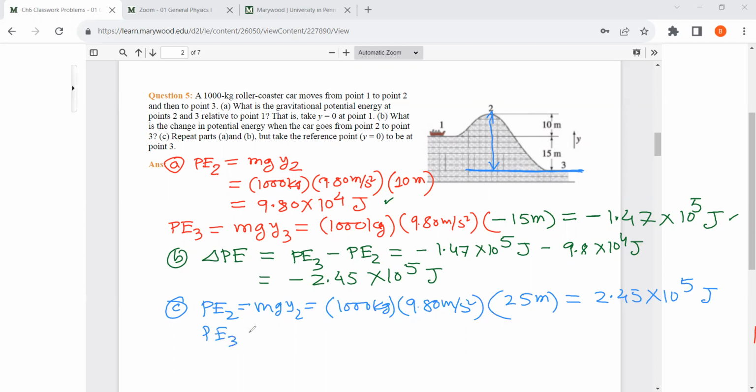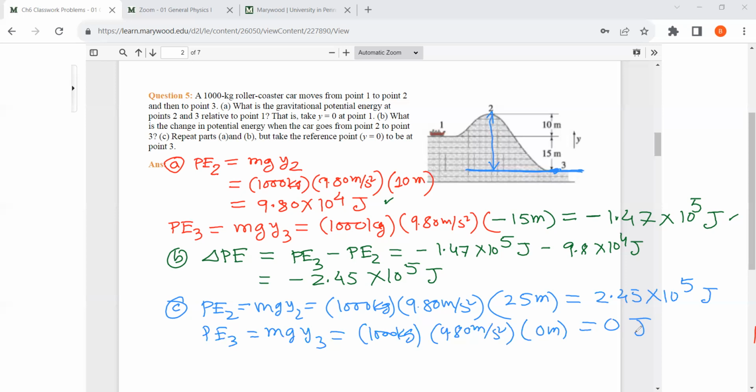PE3 is mgy3, 1000 kilogram, 9.80 meter per second square, and then it is 0 meter because from here to here it is 0, so it is 0 joule. Okay, so you see that PE2 and PE3 change, right? When you change the reference line, they change.